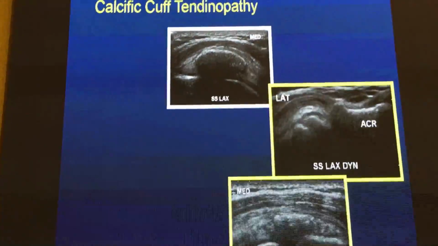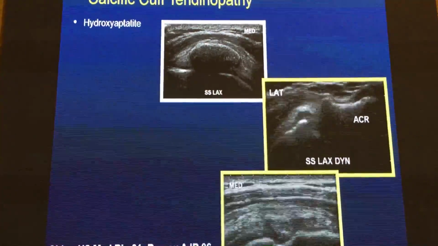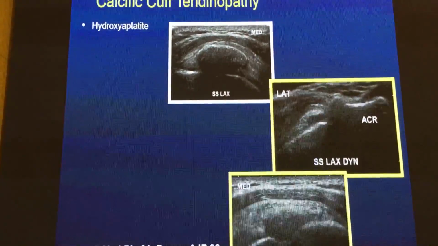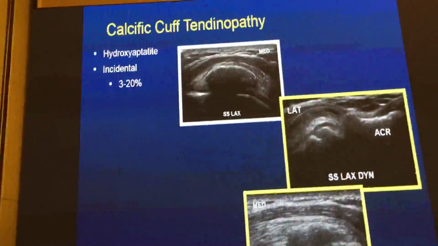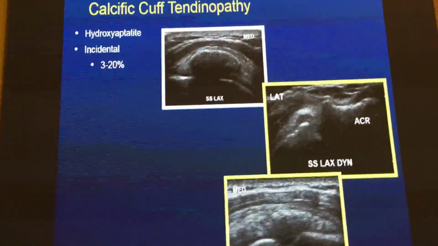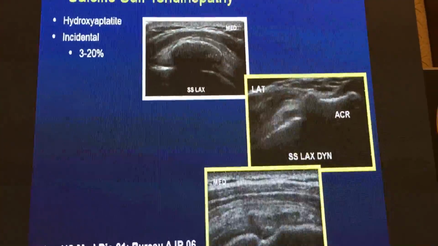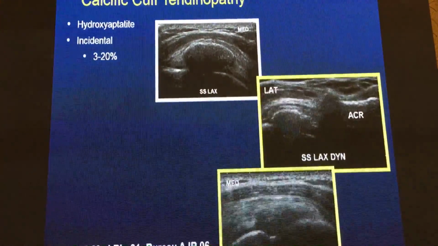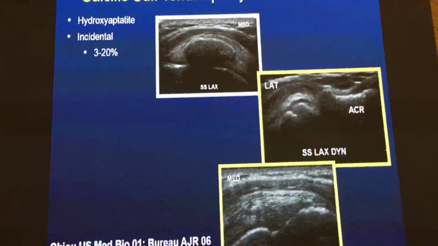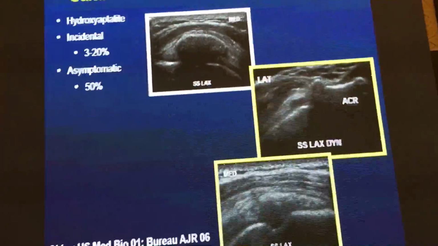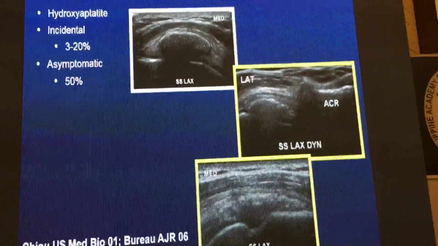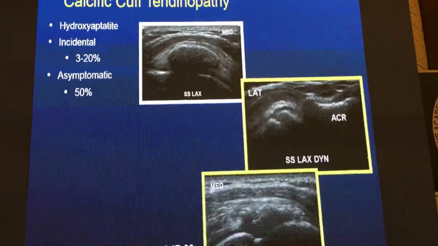Now I'll talk briefly about calcific tendinopathy. Now I presented that nice case in the other room, but calcific tendinopathy is made up of hydroxyapatite crystals, and it's actually relatively common in the general asymptomatic population. So up to 20% of the people in this room right now have a calcification in their rotator cuff. Only 50% of the time when you have a calcification are there any symptoms associated with it.